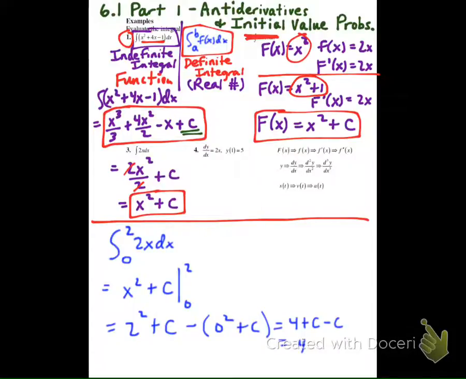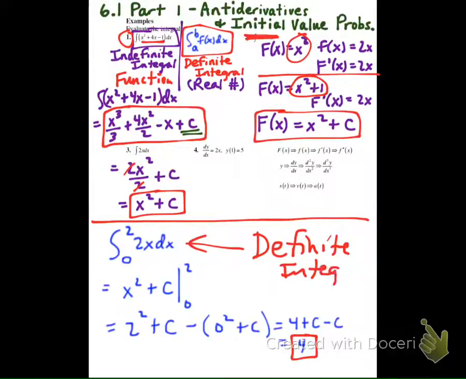and we would just get 4. So in other words, the reason why we haven't talked about that constant yet is because the constant would just cancel itself out when we evaluate the definite integral, because that's exactly what we did. This is a definite integral.